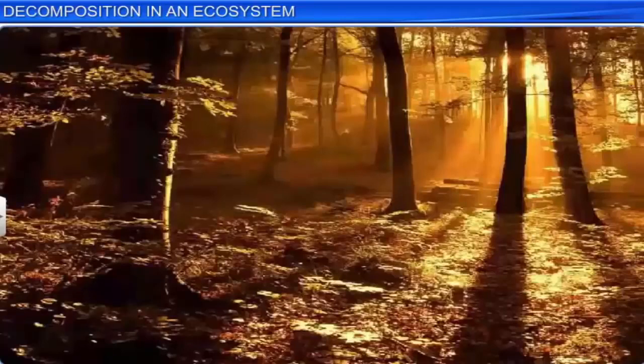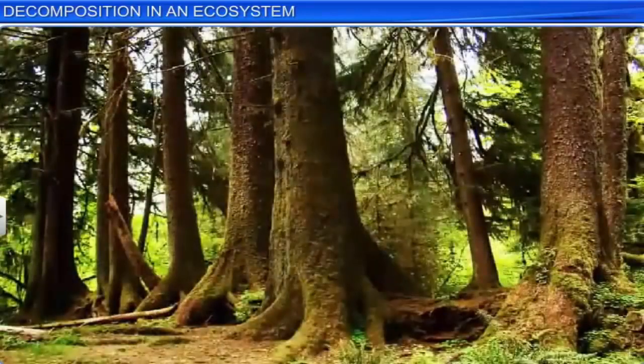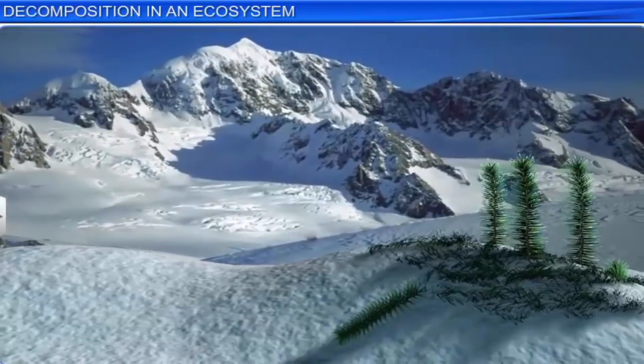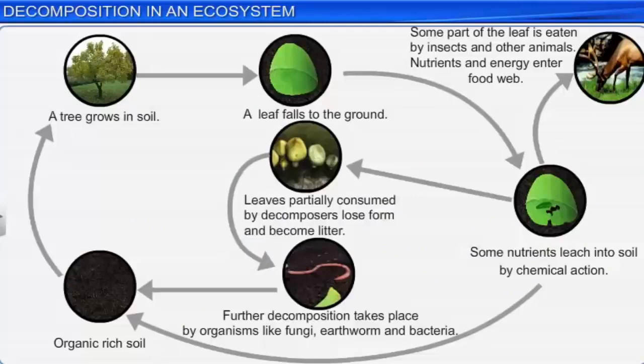That is, the rate of decomposition is faster when the temperature is warm and the environment is moist, whereas low temperature and lack of oxygen favors anaerobiosis, which slows the process of decomposition and leads to a build-up of organic materials. Therefore, the process of decomposition helps to recycle the nutrients required for the very existence of life.